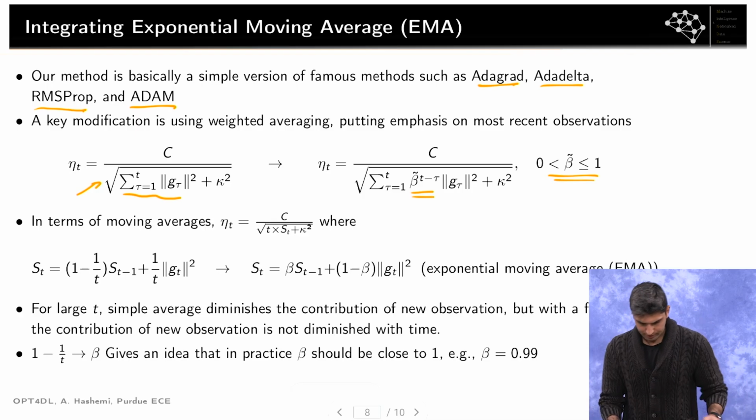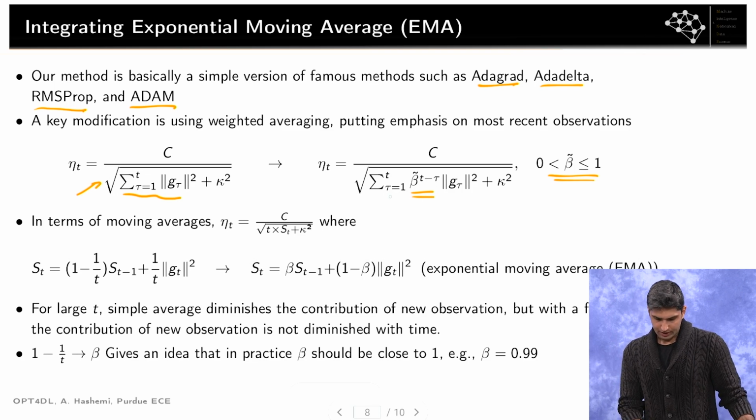So as we can see here, if tau is equal to 1, meaning that I'm considering a very old observation, beta, which is something between 0 and 1, has a very large power. Therefore, it is a very small weight. So I'm discounting the contribution of, let's say, the early observations. On the other hand, when tau is near t, the power of beta tilde is small, let's say it's 1. Therefore, I'm using much larger weights for the more recent observations.